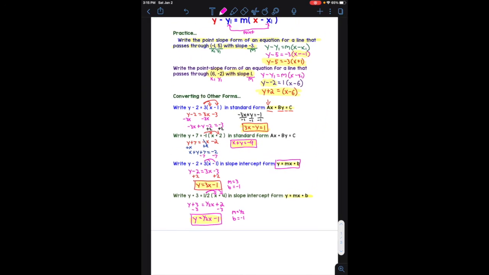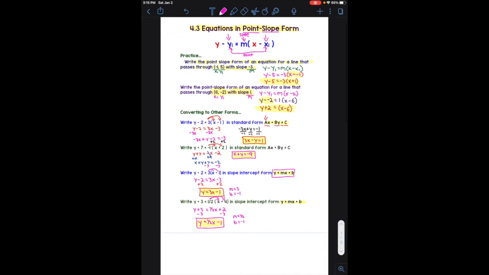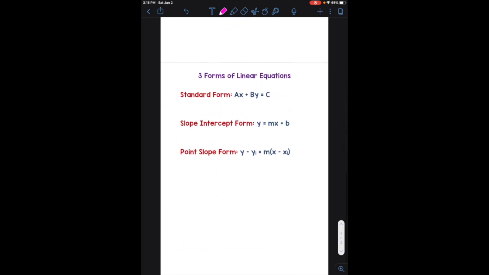This ends the 3 different ways to write an equation, a linear equation, 3 different forms. On the next page, we just have a model of all 3. The first one we learned about was standard form, ax plus by equals c, rearranging the terms so they're in that order. The second one we learned was slope-intercept form. It tells you 2 things, the slope and the y-intercept of a line. And in order to write an equation in slope-intercept form, you need to know the slope and y-intercept.